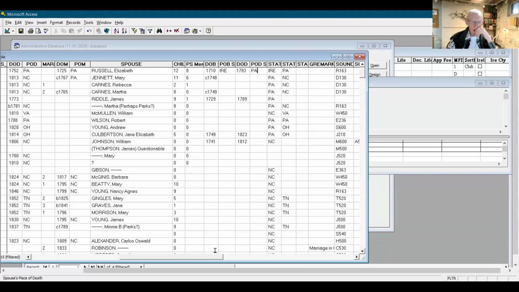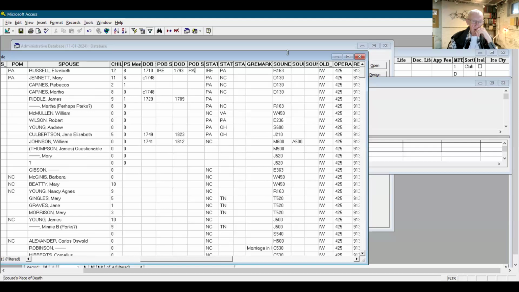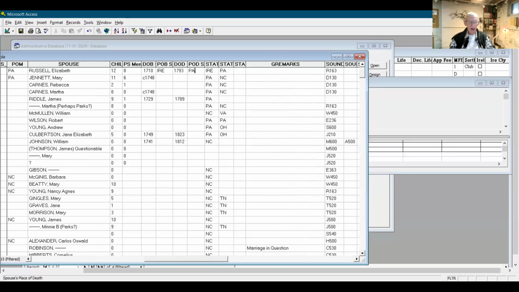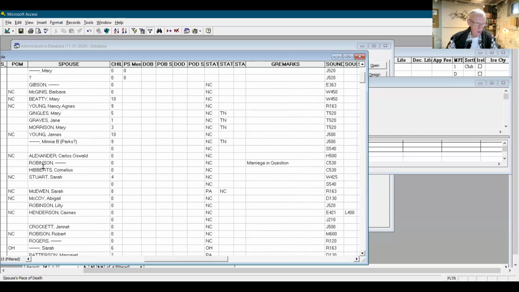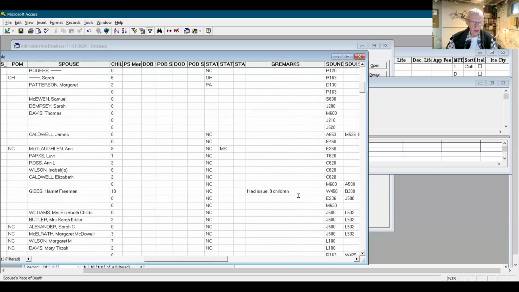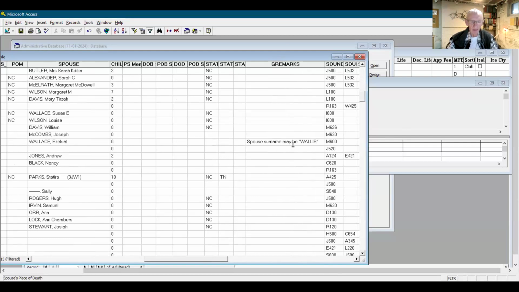The next column is a general remarks column. And this is used for all kinds of commentary. In this case, for example, this Robertson, his spouse name, and I have here marriage in question. We don't know for sure what the deal is. This one here had issue of 8 children, but we think there were 10, from our group sheet. So this could be any kind of information. Spouse surname may be Wallace in this case. See here, the group sheet shows Wallace, but you see, there's questions about that. So here's a piece of information: spouse surname may be Wallace, Wallis.